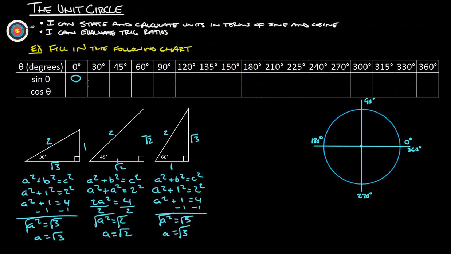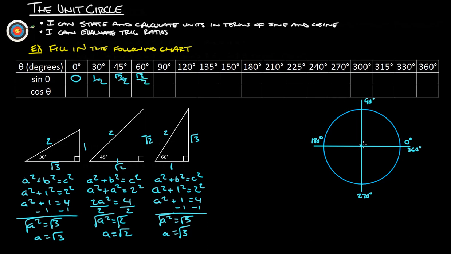Now, if we're looking for sine of 30 degrees, that's the opposite over hypotenuse, so that's 1/2. If we're looking for sine of 45 degrees, opposite over hypotenuse is √2 over 2, and then sine for 60 degrees, opposite over hypotenuse is √3 over 2.